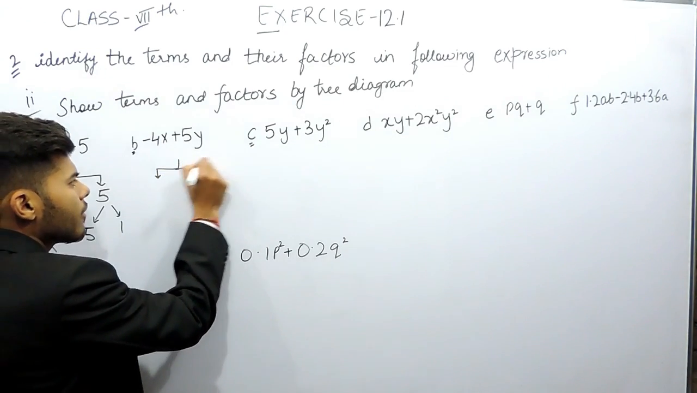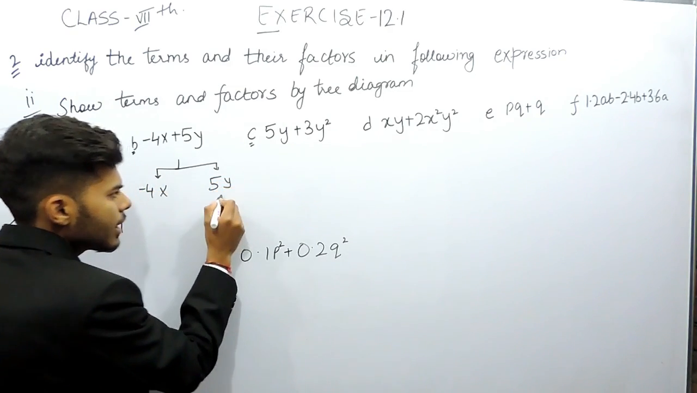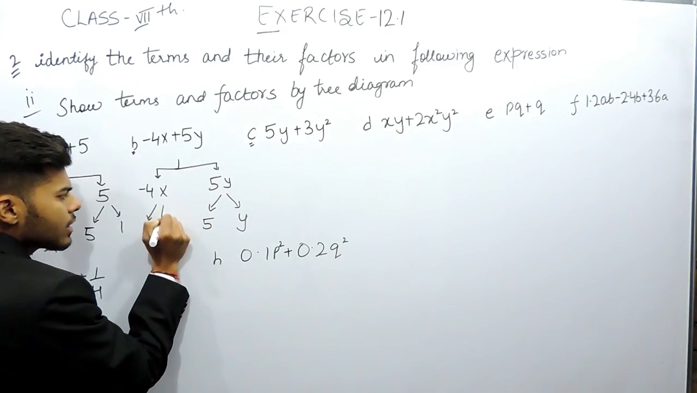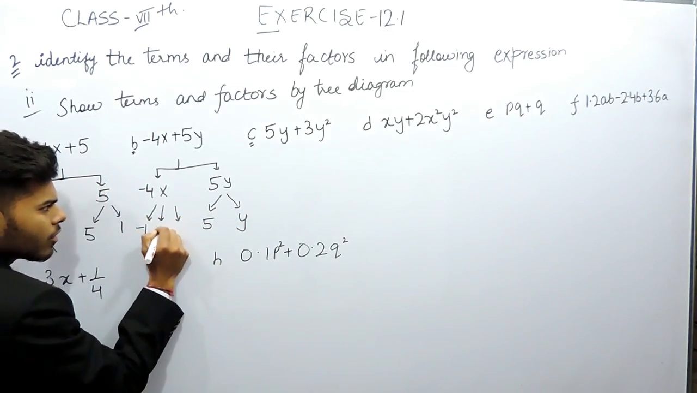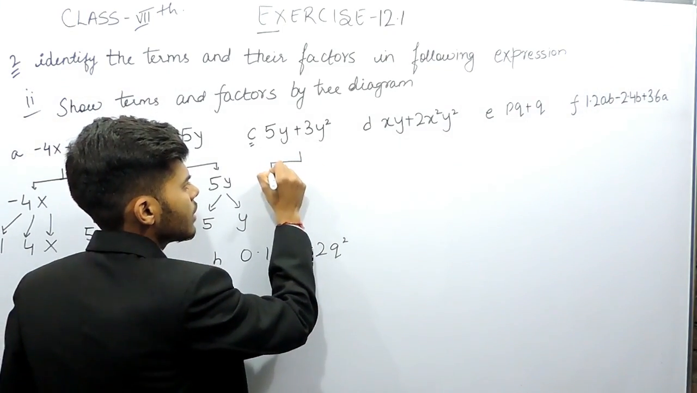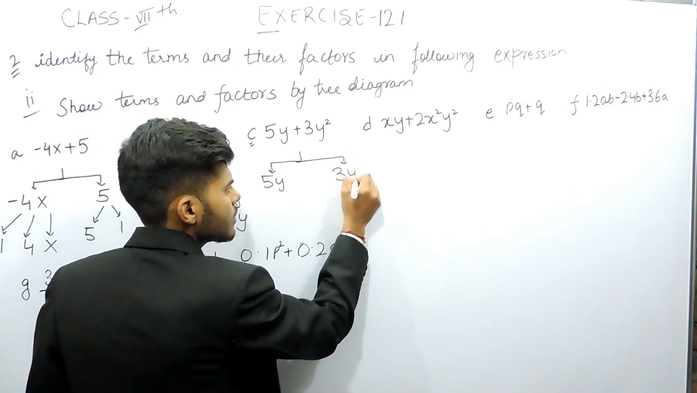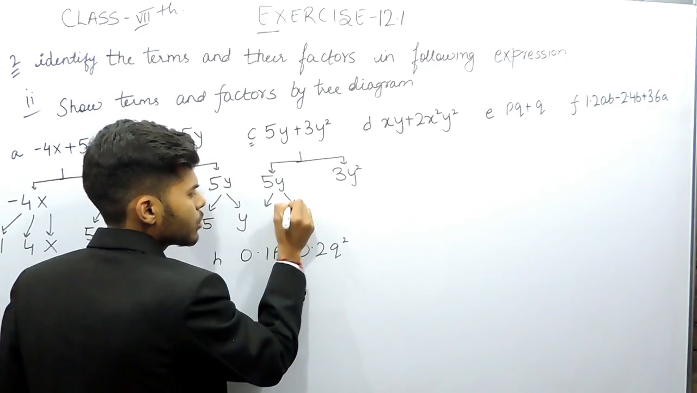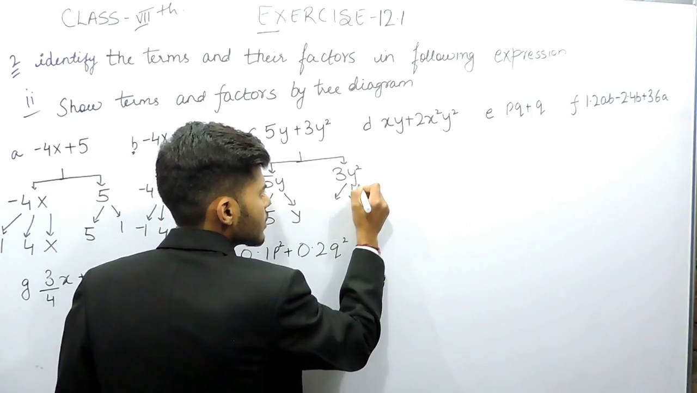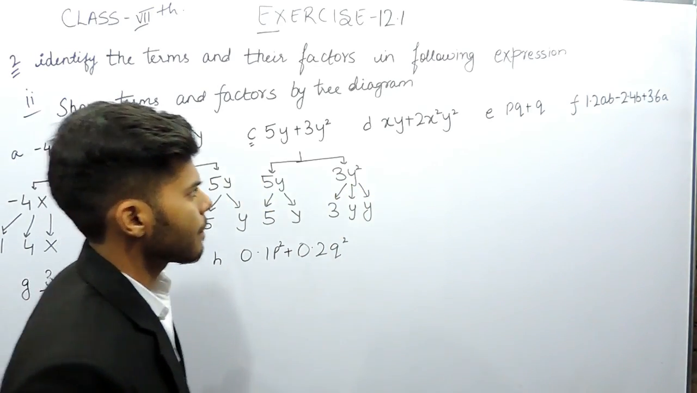Here again we are having two terms, that is minus 4x and 5y. It will have two factors, that is 5 and y, and it will have again three factors, that will be minus 1, 4 and x. Coming on to part third, there are two terms, 5y and 3y square. So these two arrows mean 5 and y are the factors of 5y, and 3y and y are the factors of 3y square.